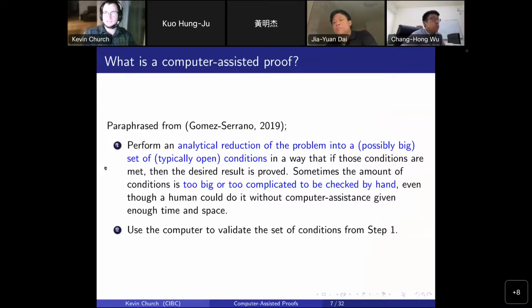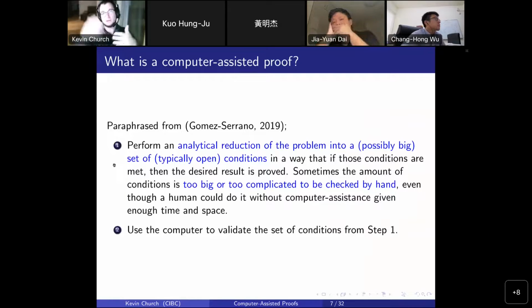We don't just take the big result and just prove it and make it work. We often need to think about it a little while and do something a little bit more methodical to get there. So taking these typically open conditions, we then might have a very, very large list of things to check.